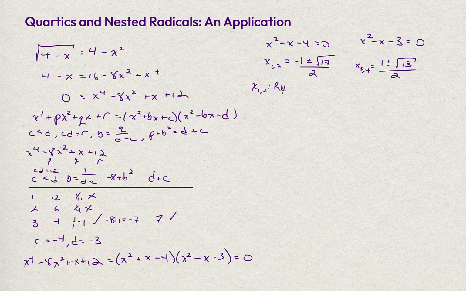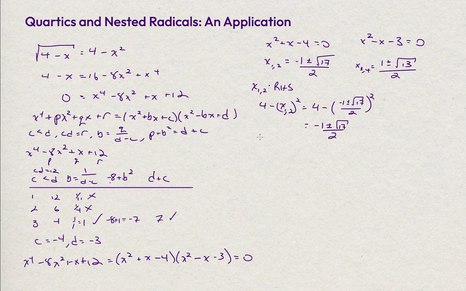The right-hand side is pretty straightforward. It's just 4 minus x1 or x2 squared. That's 4 minus negative 1 plus or minus the square root of 17 over 2 squared. And this is negative 1 plus or minus the square root of 17 over 2.